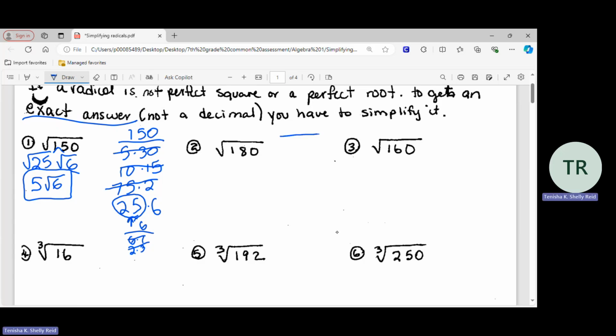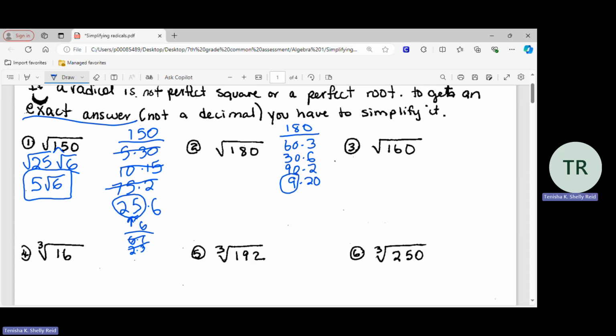Again, first, let's find the factors of 180. You think of some factors. Maybe there's 60 and 3. True, none of those are perfect squares. You keep going. 30 and 6, not a perfect square. Keep going. 90 and 2, not perfect squares. Keep going. 9 and 20. Ooh, 9 is a perfect square.